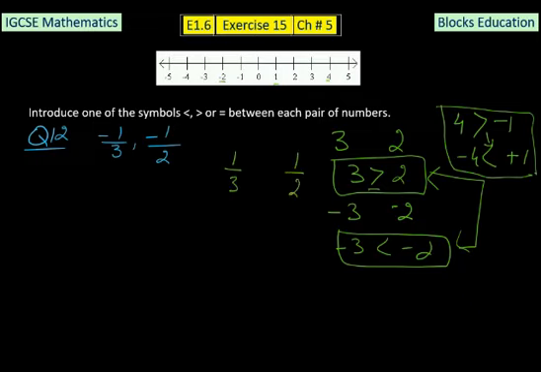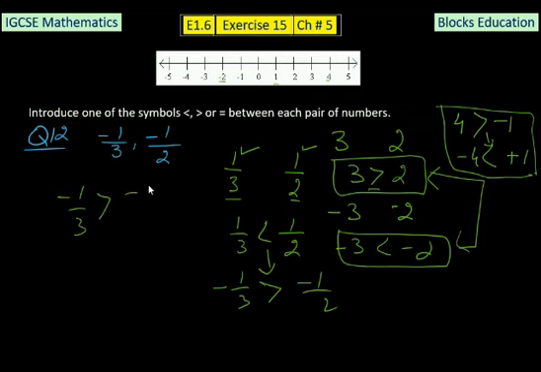The rule is very simple. If you have the same numerator, the decision lies on the denominator. The smaller the denominator, the bigger the number. It means 1 over 2 is bigger, so you can write 1 over 3 is less than 1 over 2. That's what we have been doing from question number 1 to 11. Now according to the rule we just learned, if you multiply both numbers by a minus, it will be minus 1 over 3 and minus 1 over 2. Now this inequality will revert. It is less than, so it will become greater than. It means minus 1 over 3 is greater than minus 1 over 2.